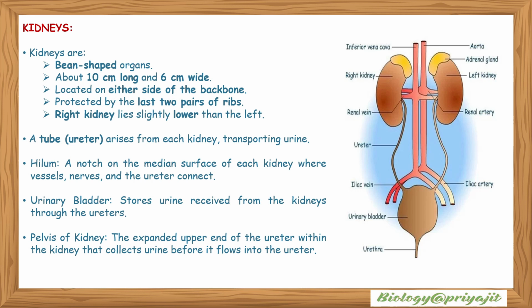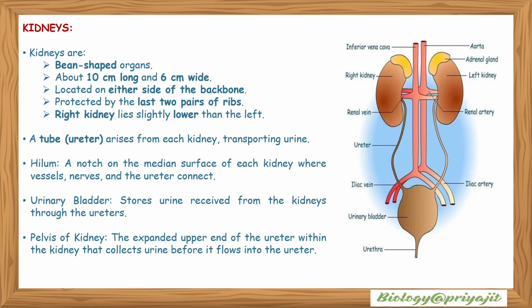Kidneys are bean-shaped organs. This is the diagram of our urinary system. It is about 10 centimeters long and 6 centimeters wide. It is located on either side of the backbone. It is protected by the last two pairs of ribs. The right kidney lies slightly lower than the left.